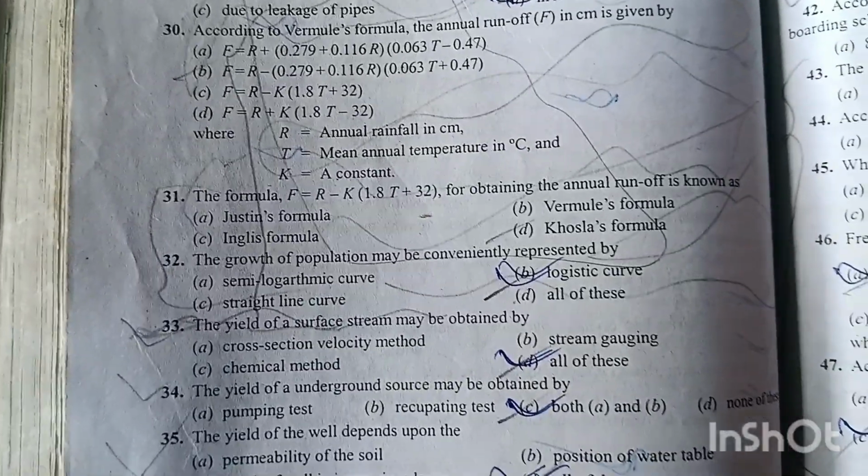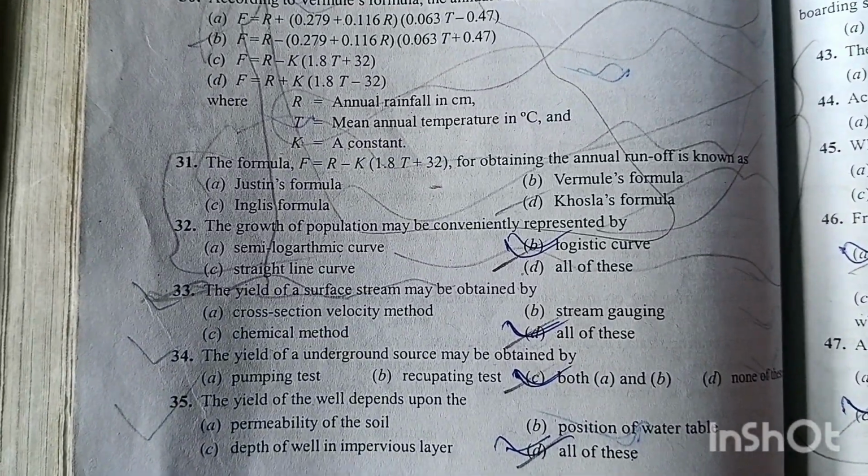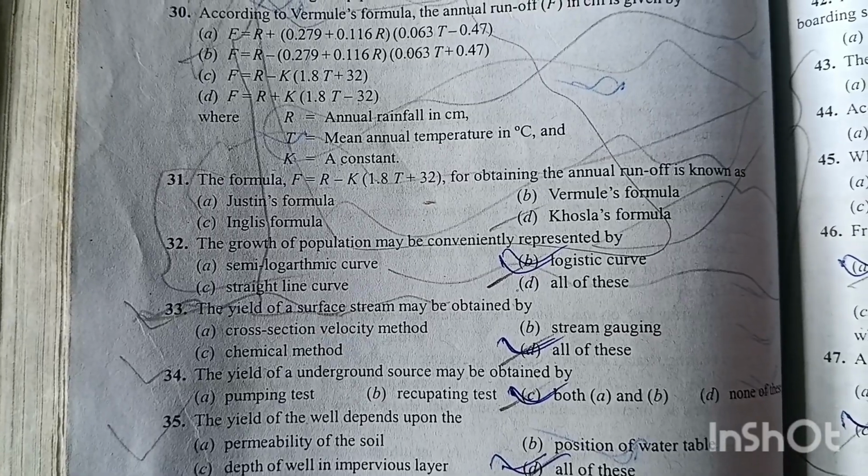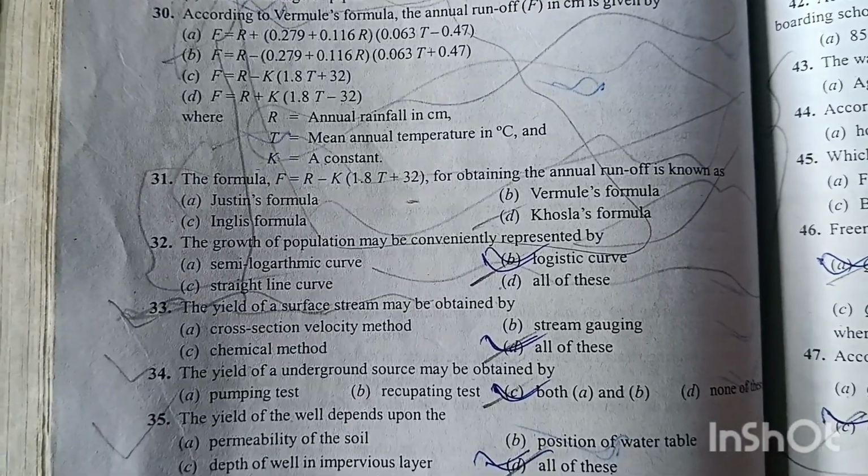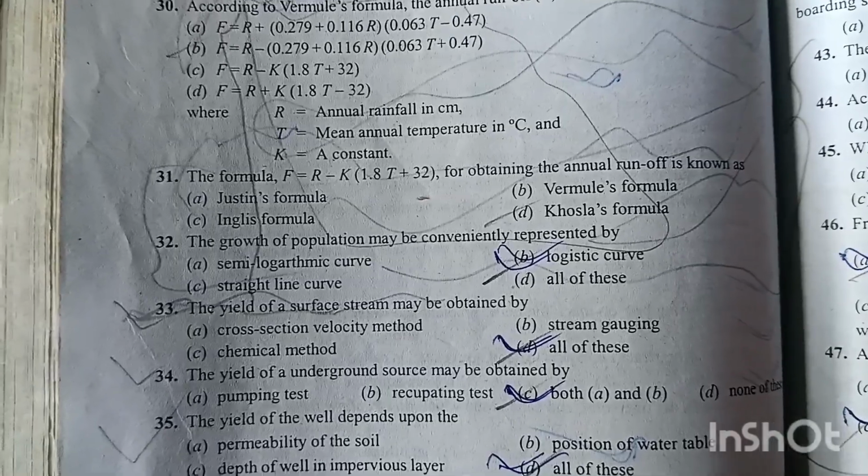Question number 33. The yield of a surface stream may be obtained by option A cross section velocity method, right. Option B stream gauging, right. Option C chemical method, right. Option number D is the right answer, all of these.